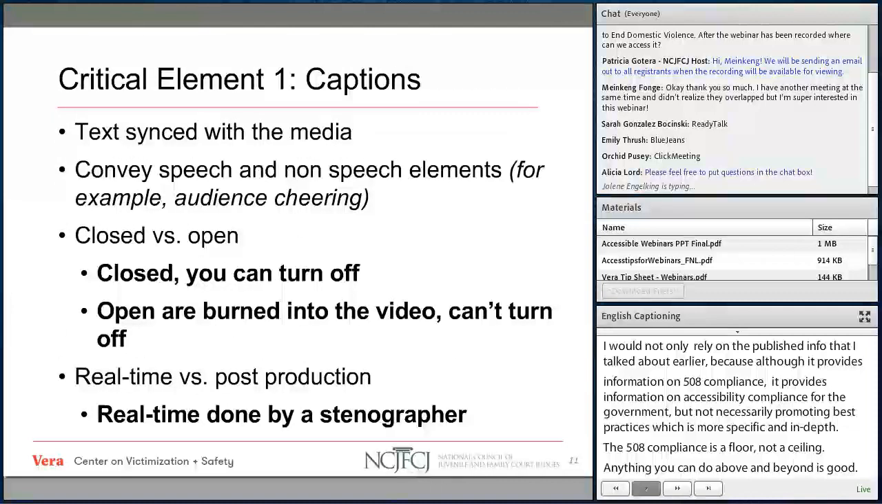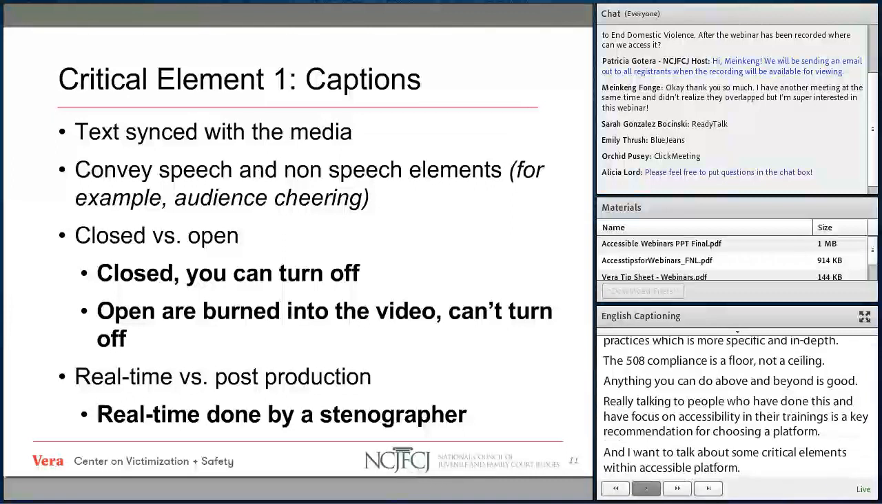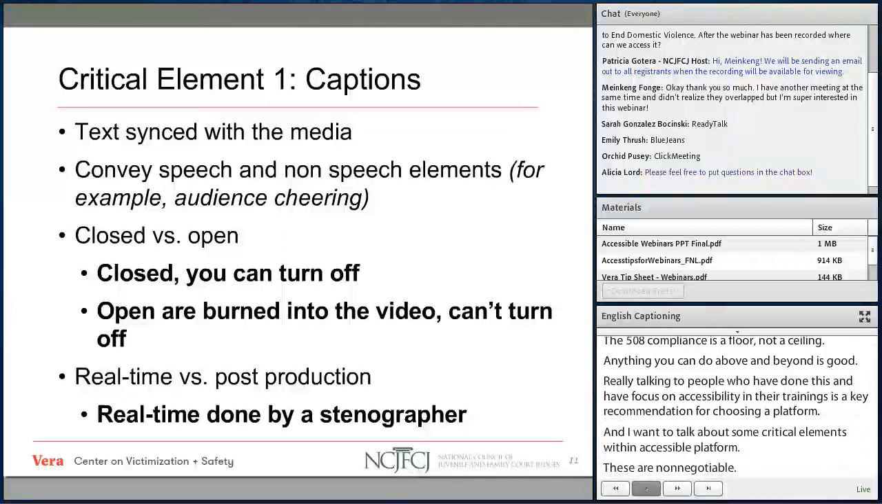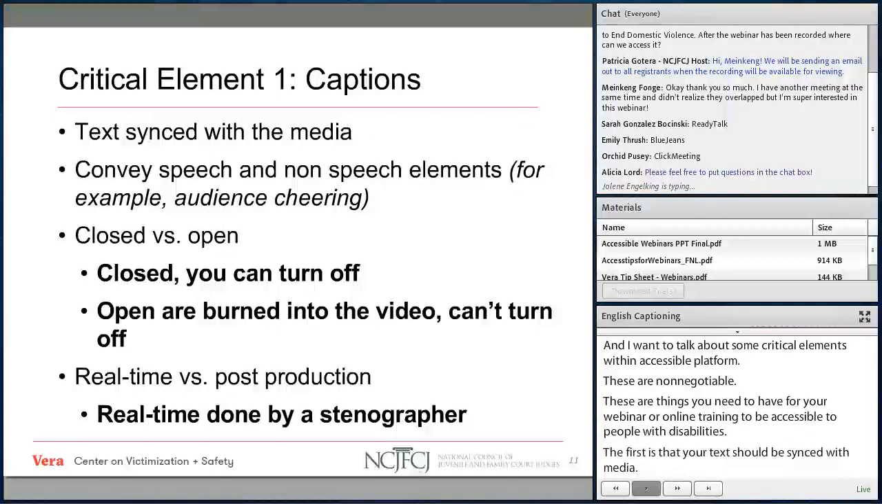And so I wanted to talk about a few critical elements within an accessible platform. These are the non-negotiables. These are the things that you have to have for your webinar or other online training to be accessible to people with disabilities. The first is that your text should be synced with media. So for example, our captioner is relatively keeping up with my pace, and I'm speaking at a relatively normal pace.